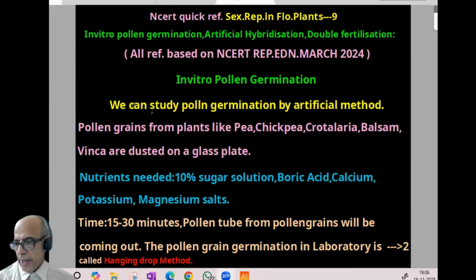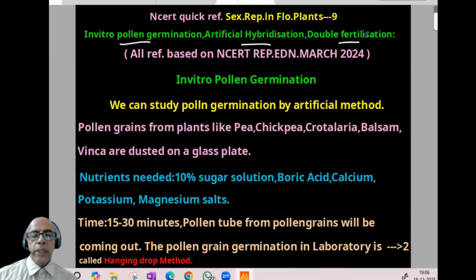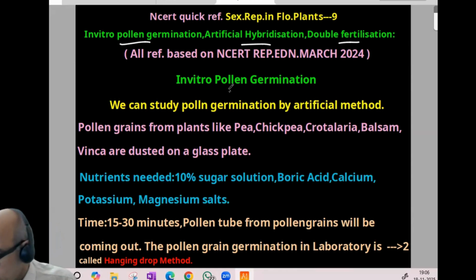I'll share the screen for convenience so we can save time also. Some statements are already written there because it is a quick reference. I think the screen came, so we can proceed. NCERT quick reference, 3 items: in vitro pollen germination, artificial hybridization, double fertilization. All references are based on the NCERT reprint edition March 2024. So we can start with in vitro pollen germination.